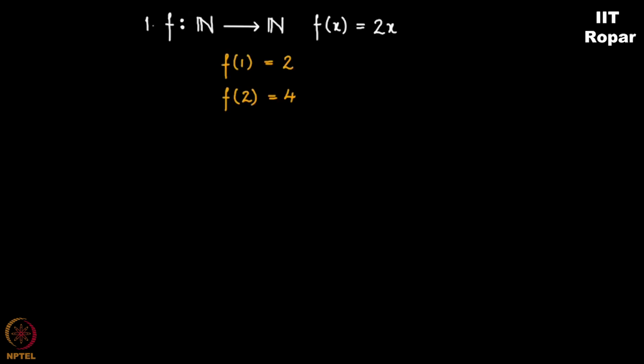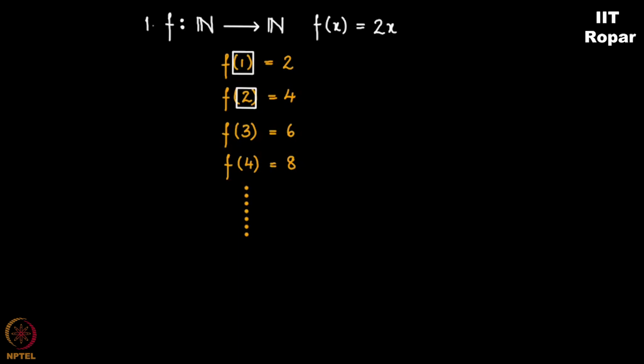Here are some examples of 1-1 functions. Consider this function f from the set of all natural numbers to the set of all natural numbers defined as f of x is equal to 2x. 1 goes to 2, 2 is mapped to 4, 3 goes to 6, 4 goes to 8 and so on. There is no other number x belonging to the natural numbers which is mapped to 2. Only 1 is mapped to 2. Similarly, only 2 is mapped to 4.